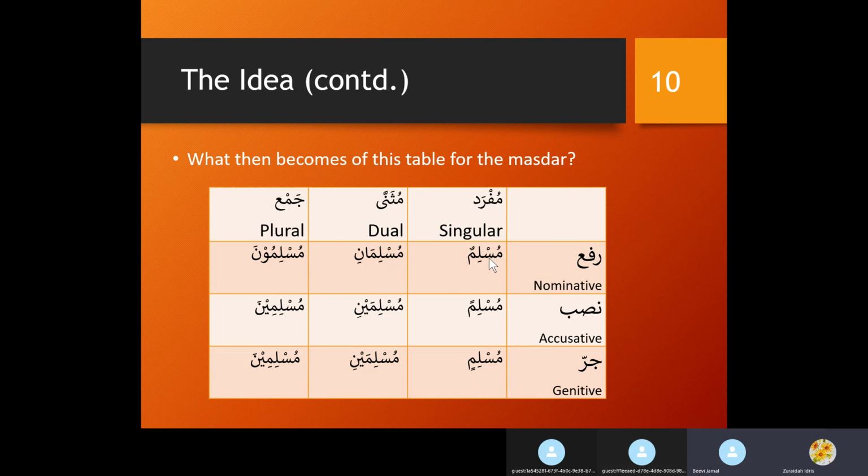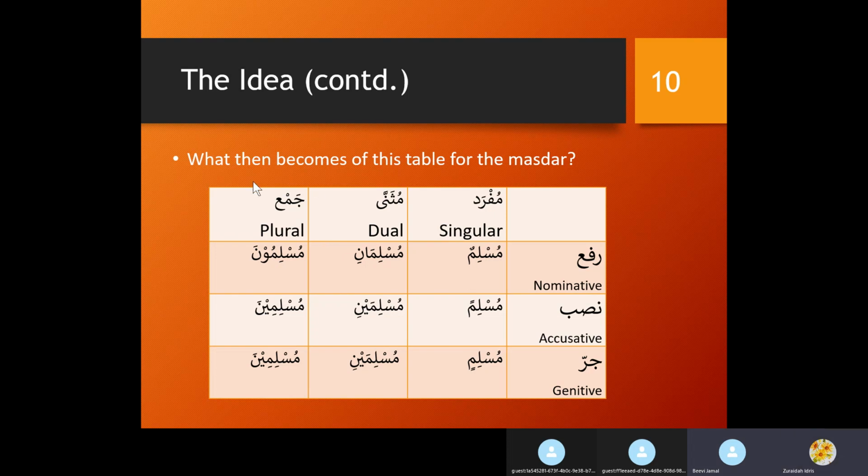Okay, so instead of sin, lam, and mim, actually it should be mu'allim. Mu'allimun. But in this case, it's Muslim. It's a different family altogether. I will replace this slide with the family that I'm looking at. But nevertheless, the concept is still the same.